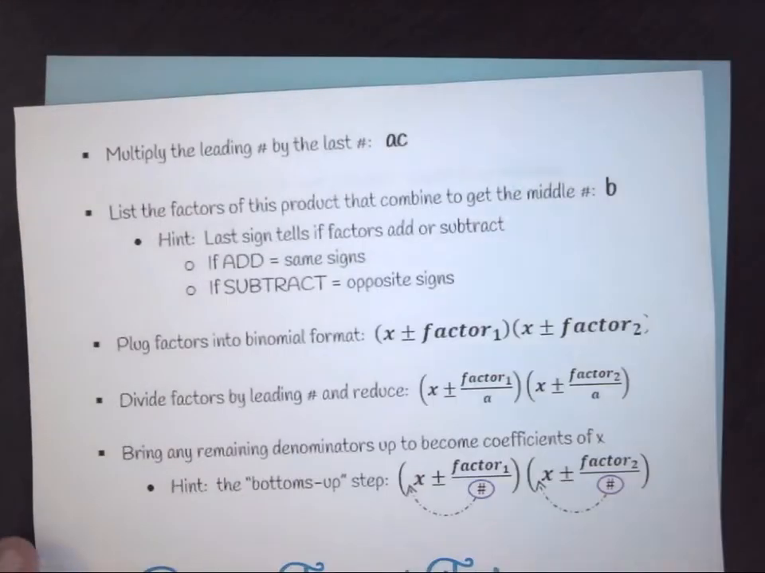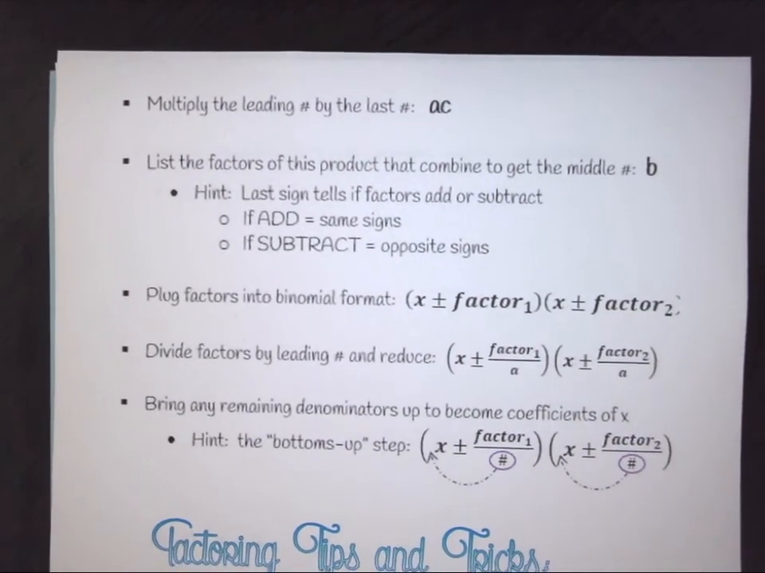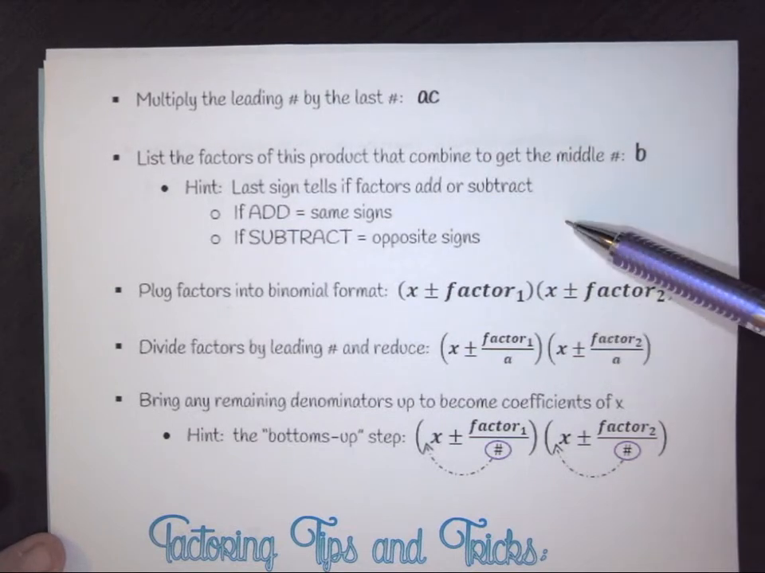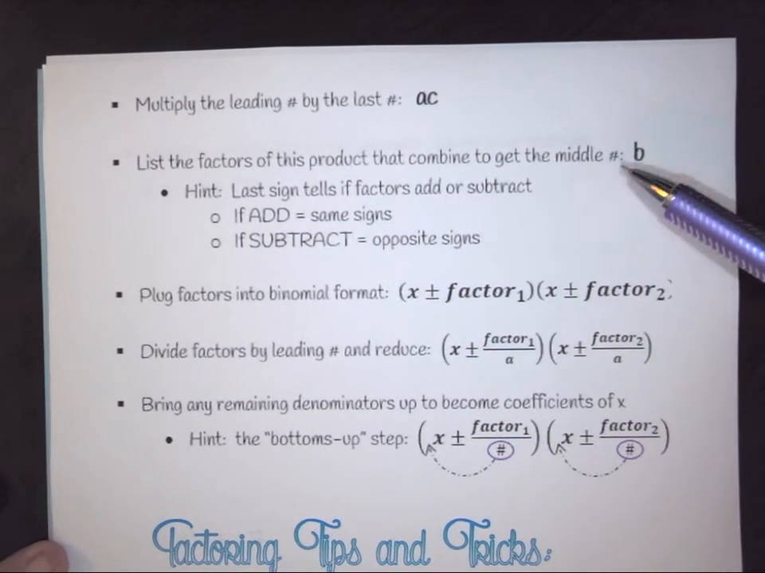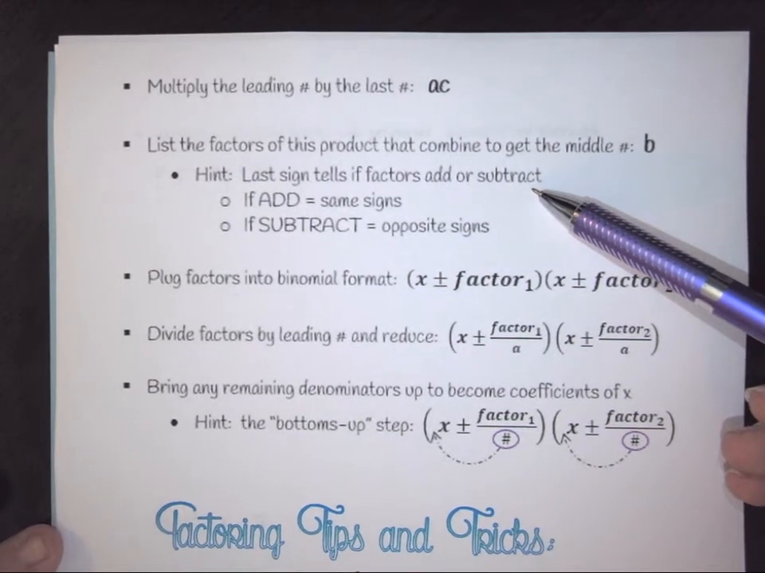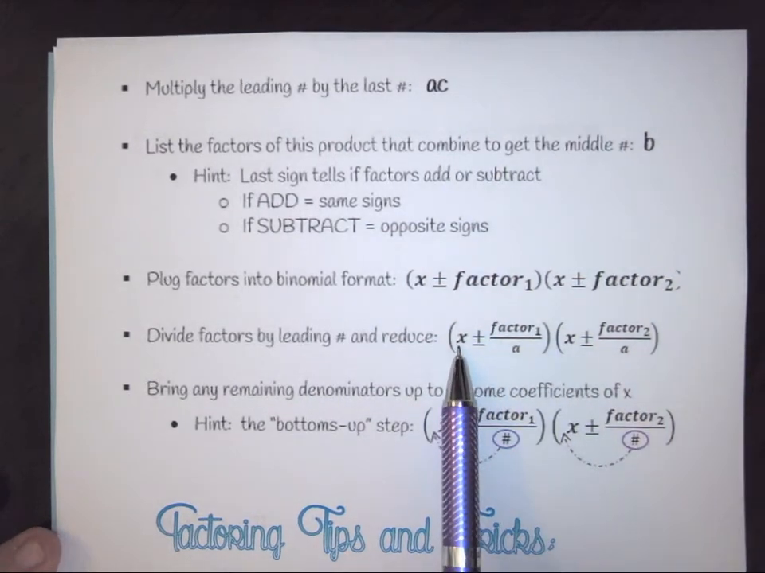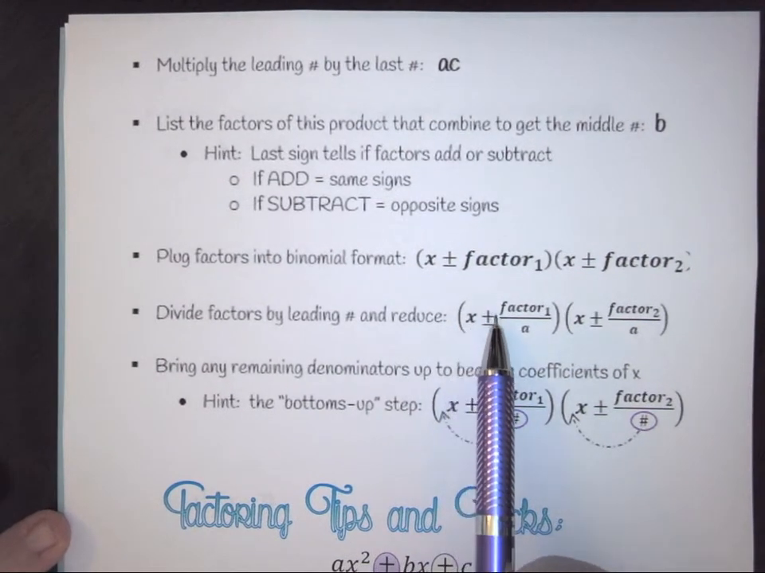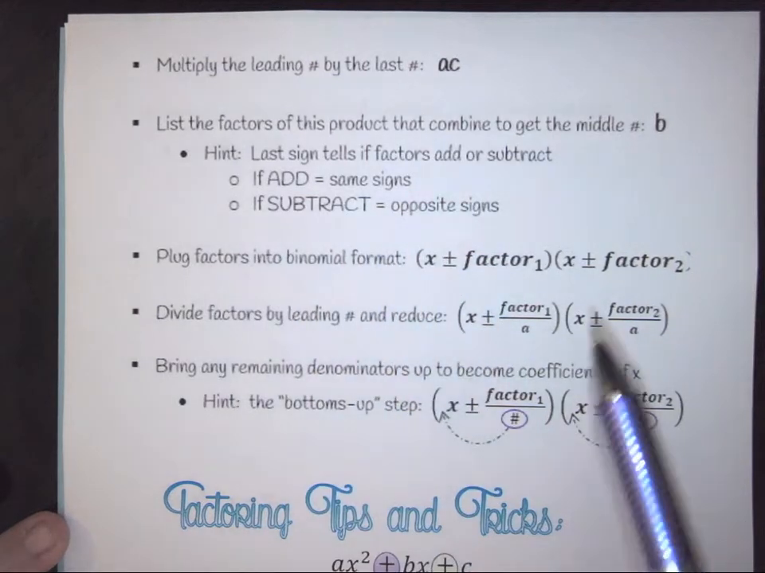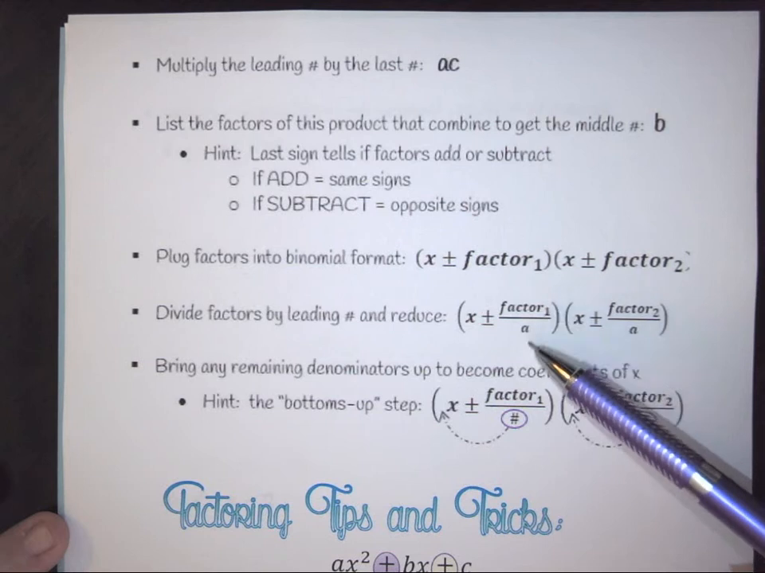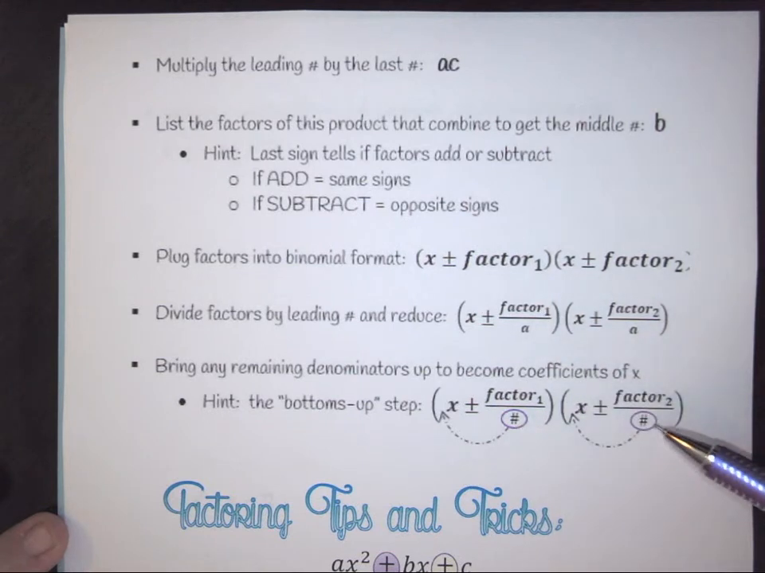As a shortcut, this right here would be something that maybe I would screenshot, but it's up to you. Essentially, this method boils down to this. You're going to multiply the first and the last, a times c. You're going to find your factors that are going to give you the b term. To do that, you want to look at your sign. The last sign tells you if your factors add or subtract. You want to plug it into this form where you're going to have whatever your variable was. In most cases it's x, but it could be different letters. Plus or minus stands for the fact that we don't know what the signs of your factors are going to be. And then it's your factor divided by a, that first term here. You want to reduce these fractions as far as they can go, and then any remaining denominators are going to flip up and become the coefficients to your variable term.